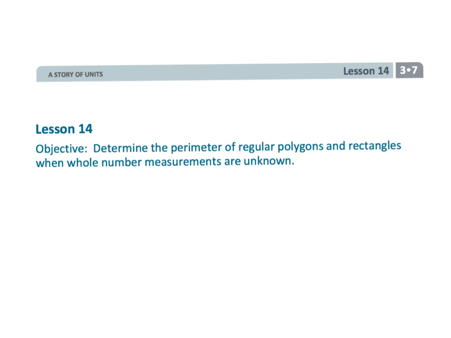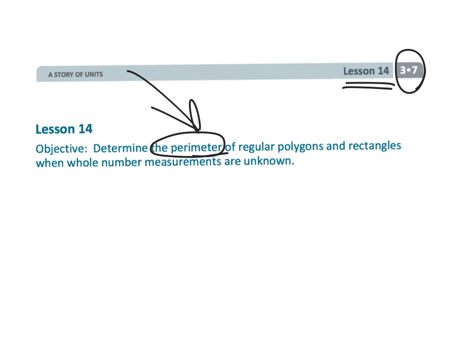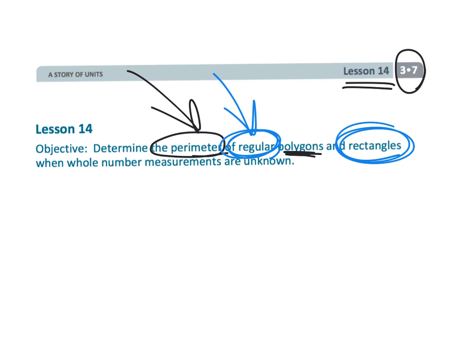And that wraps up 3rd grade Module 7, Lesson 14, where we're determining the perimeter of a variety of shapes, but this time with key phrases. We have to be looking for the word regular, and we have to be looking for the word rectangle or rectangular.